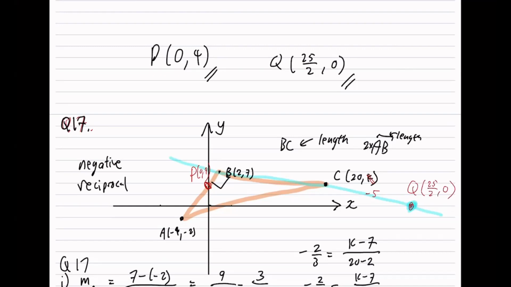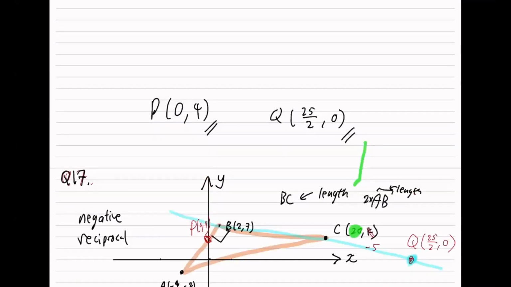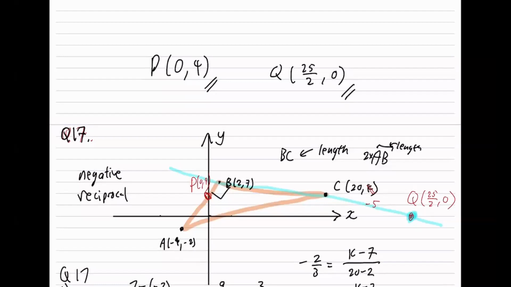Here I noticed that 25/2 is what in decimal? 12.5. What's the x coordinate here? 20. So can 12.5 be on the right side of 20? No. So that means my diagram is drawn wrong already. Probably I could have made a mistake. Oh, right. This should be -5. So that means my point C should be somewhere below here. So I would like to make a more accurate diagram. So let me try and remove the highlights and move my point C down.